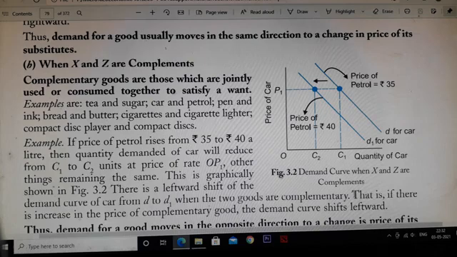घट्छ. पेट्रोलको दाम घट्यो भने कारको डिमान्ड बढ्छ. As simple as that. ओके, यसमा चाहिँ ठिकै अपोजिट हुन्छ. सब्स्टिट्युटमा के भयो? एउटा गुडको दाम बढ्यो भने अर्को गुडको डिमान्ड बढ्छ. ओके, टीको दाम बढ्यो भने कफीको डिमान्ड बढ्छ. तर यहाँ कम्प्लिमेन्ट्रीमा चाहिँ, in complementary you see it is quite the opposite. If the price of petrol is increasing, then the demand for car is decreasing.